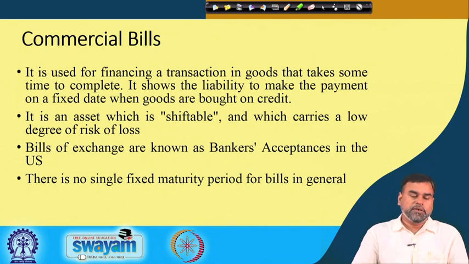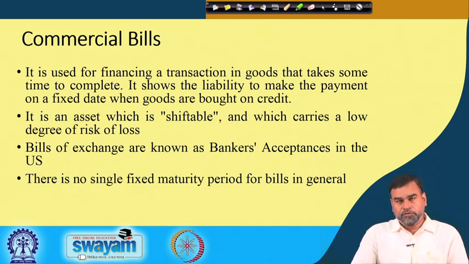What do you mean by commercial bills? It is used for financing a transaction in goods and services that takes some time to complete. It shows the liability to make the payment on a fixed date when goods are bought on credit. Commercial bills are used whenever a trader, importer or exporter buys certain commodities but the money is not paid at that point of time. That time the buyer provides the commercial bill to the seller, and at a particular date the seller can show that bill to a bank or financial institution to get back the money.